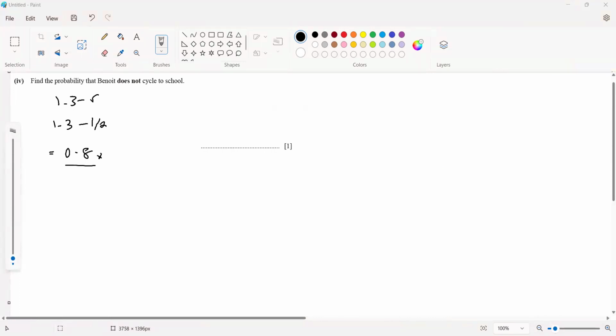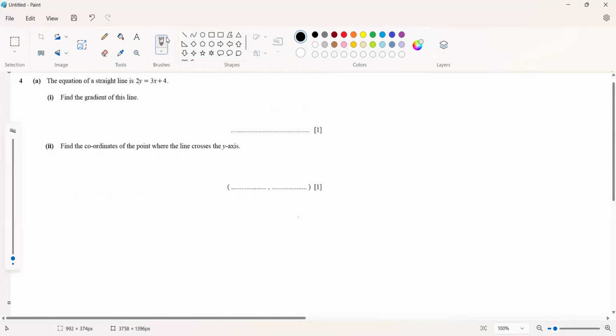So moving on to question number 4. For question number 4, we have an equation of a straight line with a couple of coordinate geometry concepts here. They asked us to find the gradient of the line. In order to find the gradient of the line, you need to make y the subject first. So divide both sides by 2, y equals 3 over 2x plus 2. Therefore, your gradient is 3 over 2. This is your m, and this is your c.